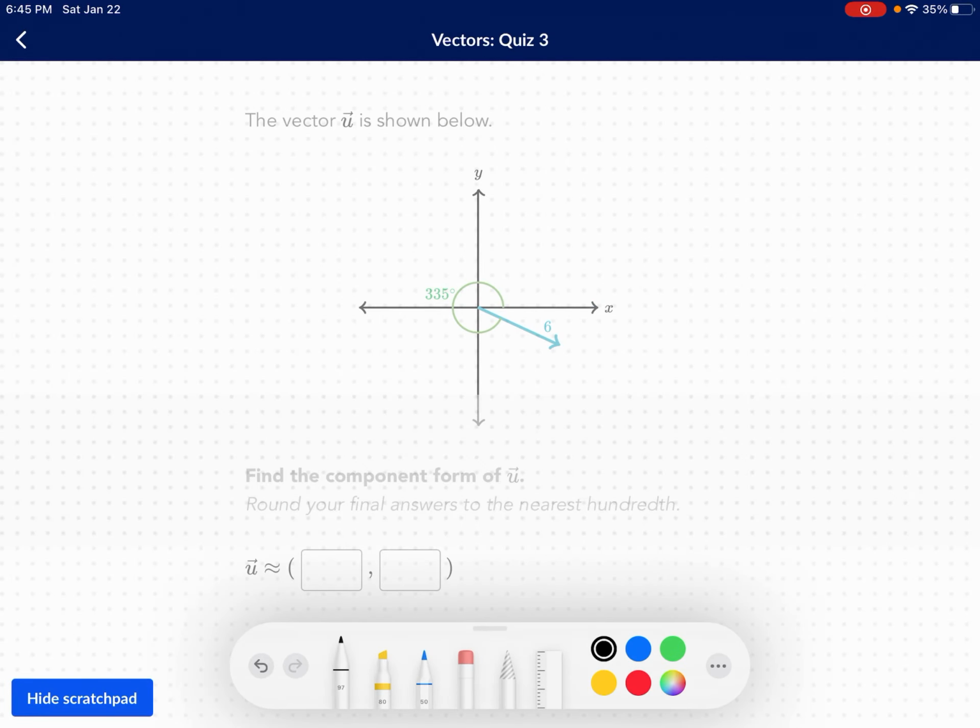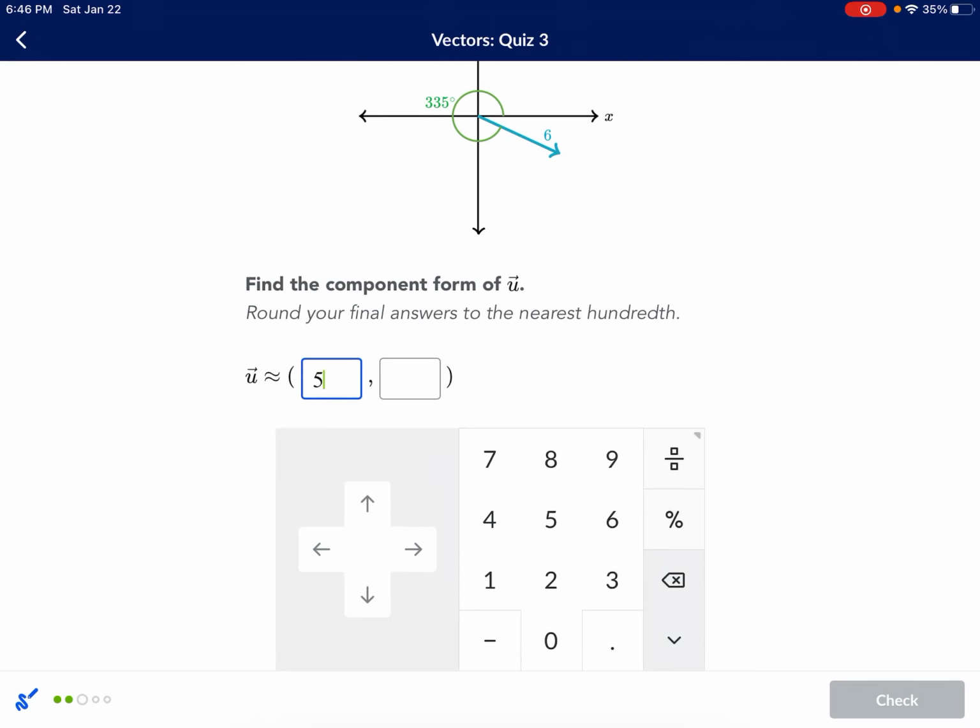Okay, an easier question. 6 cosine 335 for the x component, and for the y component 6 sine 335. Put this in the calculator, it's not as much work. I get 5.44 and negative 2.54.